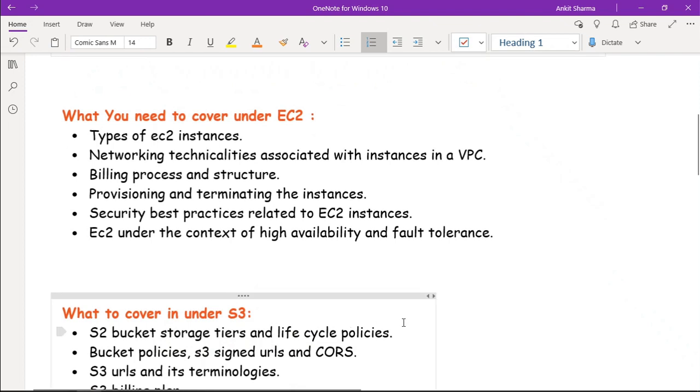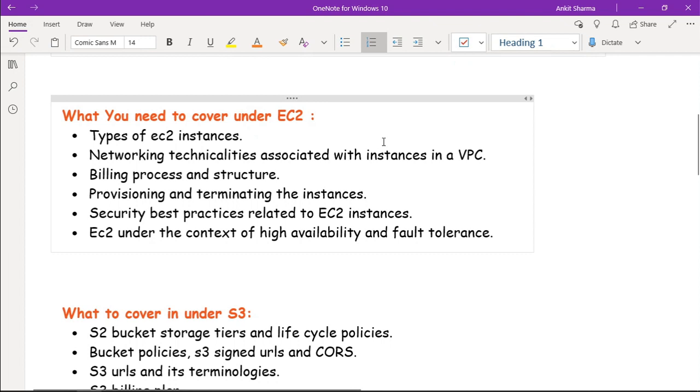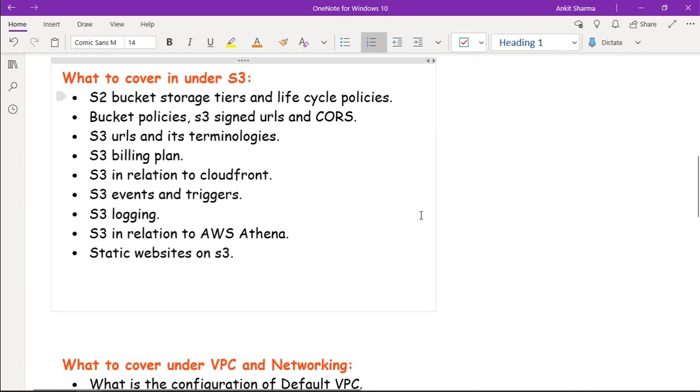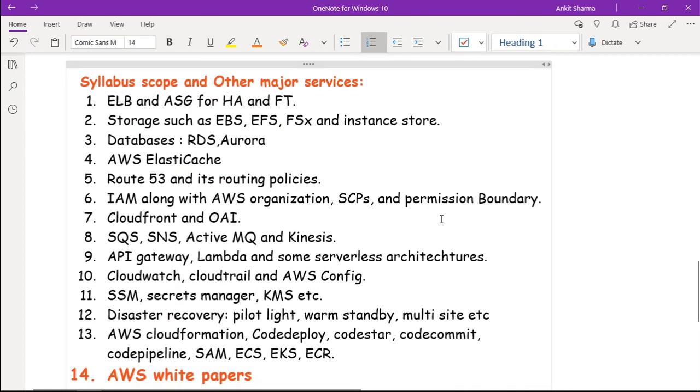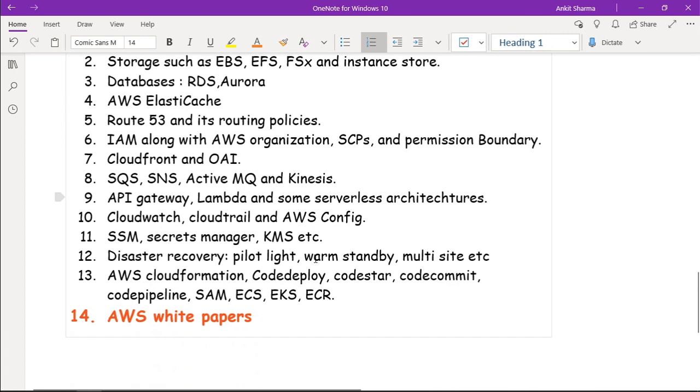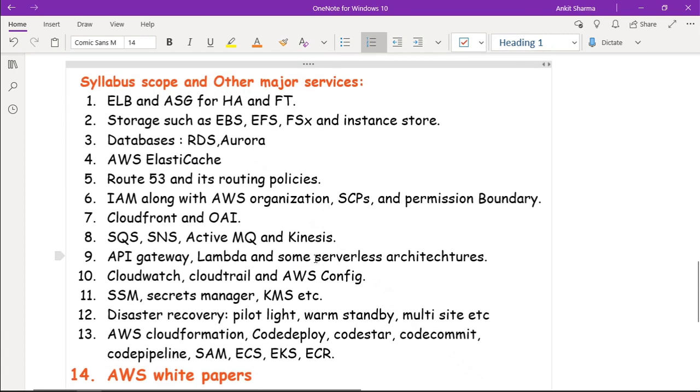Now I will show you how you can go about understanding or preparing for all the services, either core services or any service. So I would suggest you have a look at how we can understand one service and all the components associated with it. I will take three examples. I'll show you how to study EC2, I'll show you how to study S3, and I'll show you how to cover VPC and networking. And the rest, I will give you all the syllabus which you can refer to and cover in your own way or at your own speed.